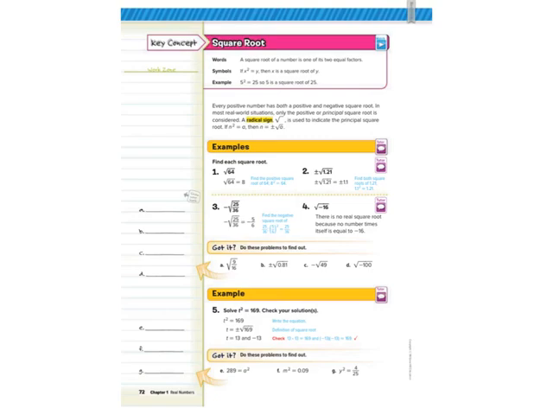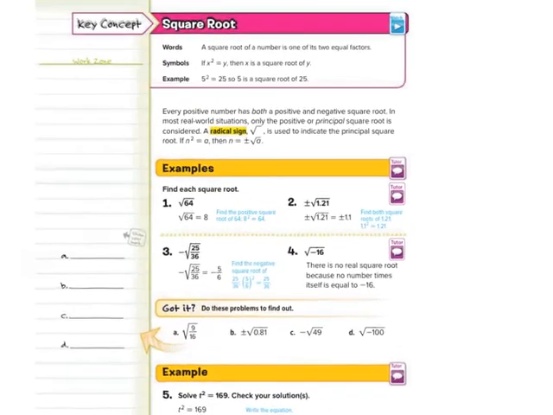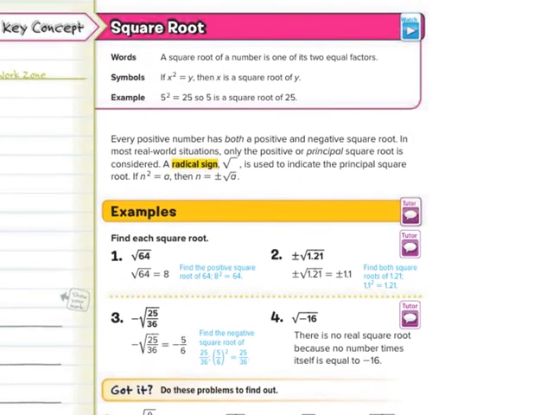Our first key concept is that of square root. A square root of a number is one of its two equal factors. So if x squared equals y, then x is a square root of y. 5 squared equals 25, 5 times 5. So 5 is a square root of 25.